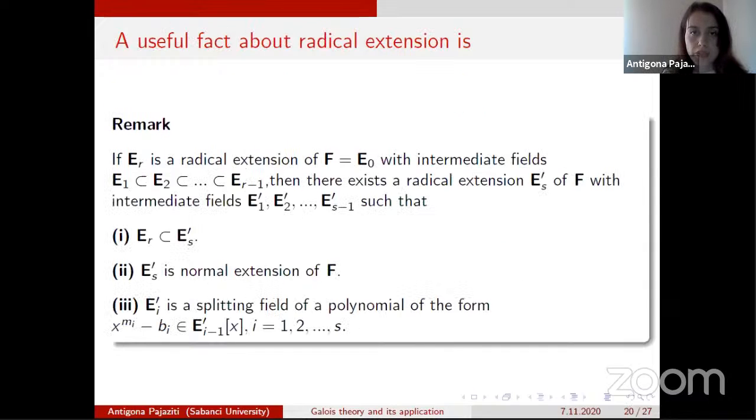A useful fact about radical extensions is that if E sub r is a radical extension of F with intermediate fields E sub 1 till E sub r minus 1, which are contained inside of each other, then there exists a radical extension E sub s prime of F with intermediate fields, as we can see here, such that it satisfies these three properties. E sub r is contained in our new radical extension. Our new radical extension is a normal extension of F, and its intermediate fields are splitting fields of a polynomial of the form x to the n sub i minus b sub i, for i from 1 to s.